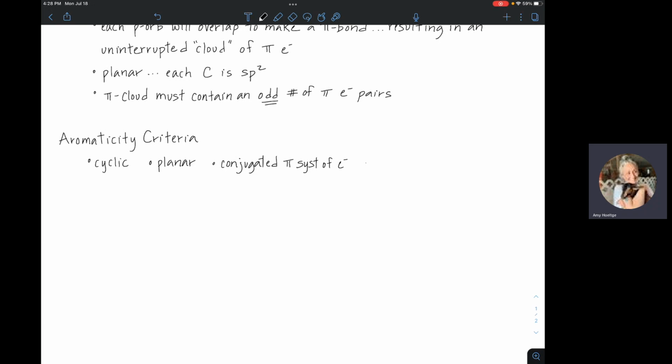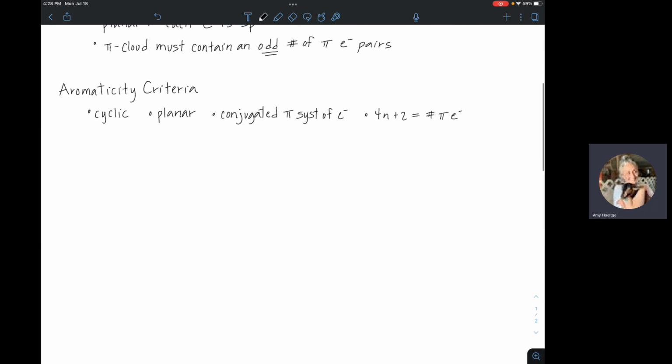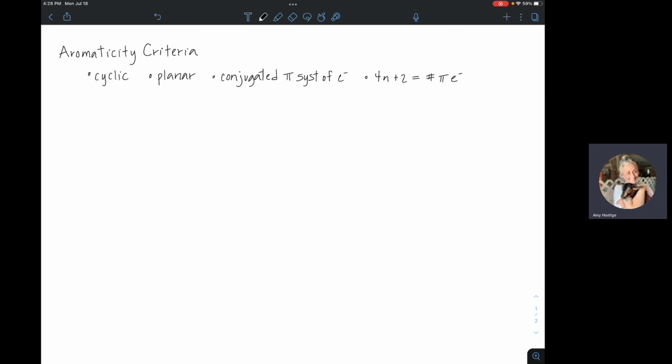And we have this other rule, Huckel's rule, where if n is any whole number, 4n plus 2 is going to equal the number of pi electrons. And if your number of pi electrons does not come out to some sort of 4n plus 2, then you are not an aromatic compound. So let's just look at an example. We'll use benzene to start.